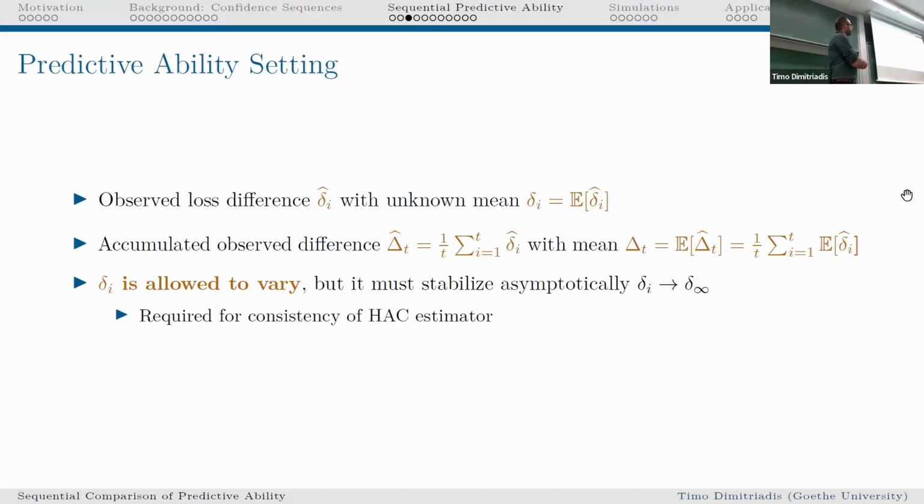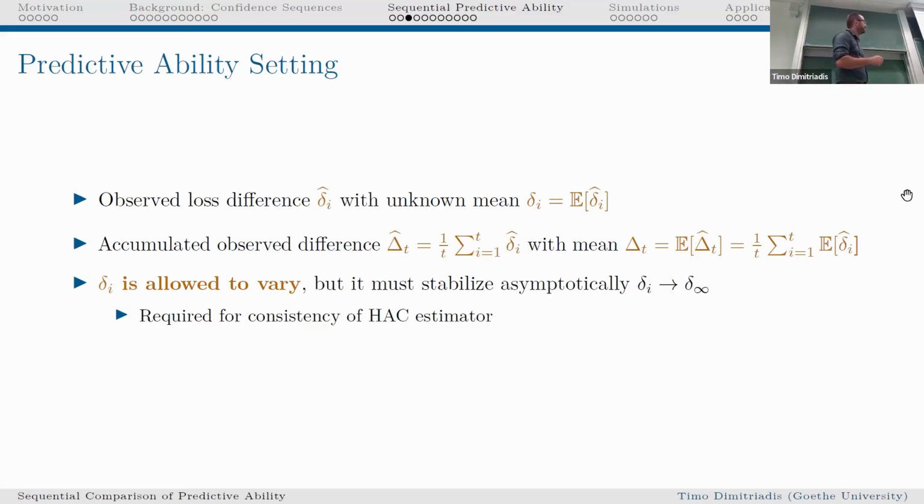If you sum over the empirical small deltas, then you get the empirical large delta, and if you take expectation, you get the delta_t. So we have small delta loss at a time, capital delta loss of all past, average loss of all past data. Now we don't need stationarity of delta_i. This is quite nice. So we can actually talk about time varying predictive ability.